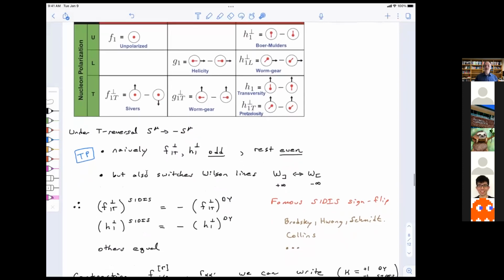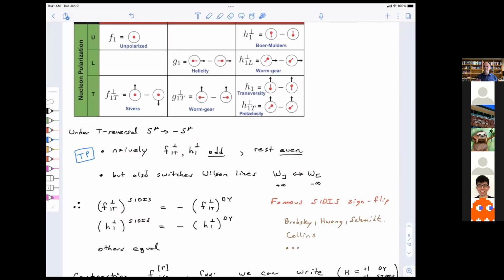And that actually is physically distinct. So I said that one of those Wilson lines came into semi-inclusive DIS, that was the plus infinity. The other came into Drell-Yan, that was the minus infinity. So what you learn by using time reversal is these formulas, that the Sivers function for semi-inclusive DIS is the negative of the Sivers function for Drell-Yan, and likewise for the Boer-Mulders. This is the famous SIDIS sign flip. Originally, it was due to Brodsky, Hwang, and Schmidt, where they did a model calculation and saw this sign flip. So models can be very useful.